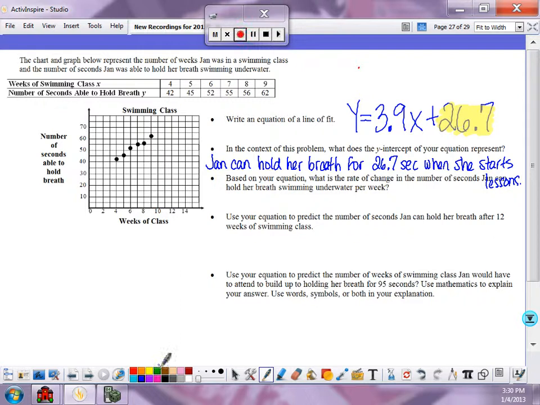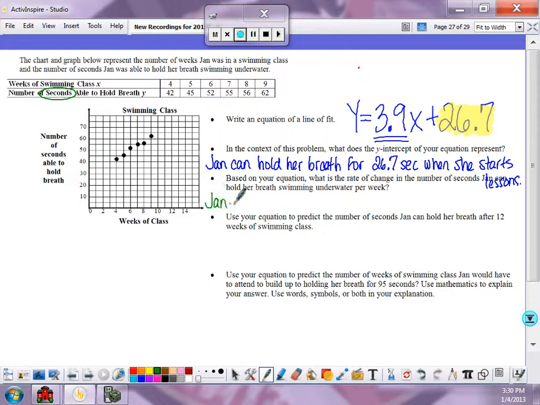Okay, next one. Based on your equation, what is the rate of change? So rate of change is just code word for what is the slope. So the slope is 3.9, or you could round it to 4. What is the rate of change in the number of seconds Jan can hold her breath? So what you're going to do is steal the words. We steal the y word first. So it's 3.9 seconds.